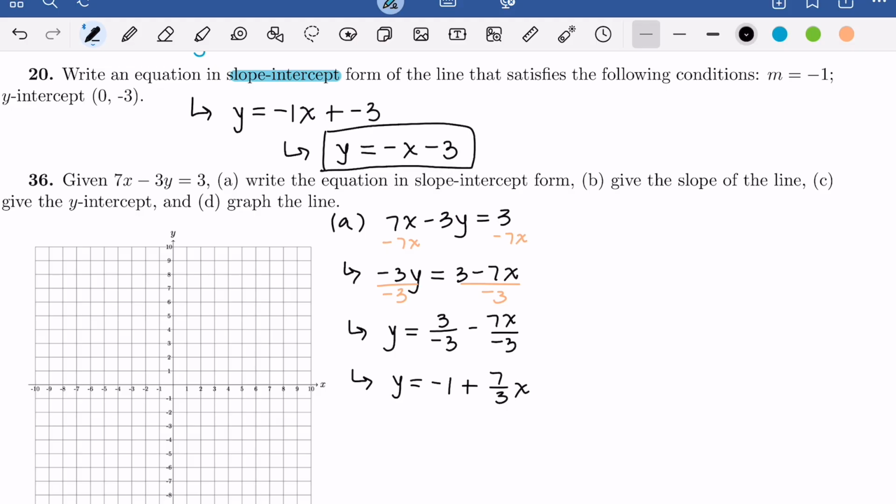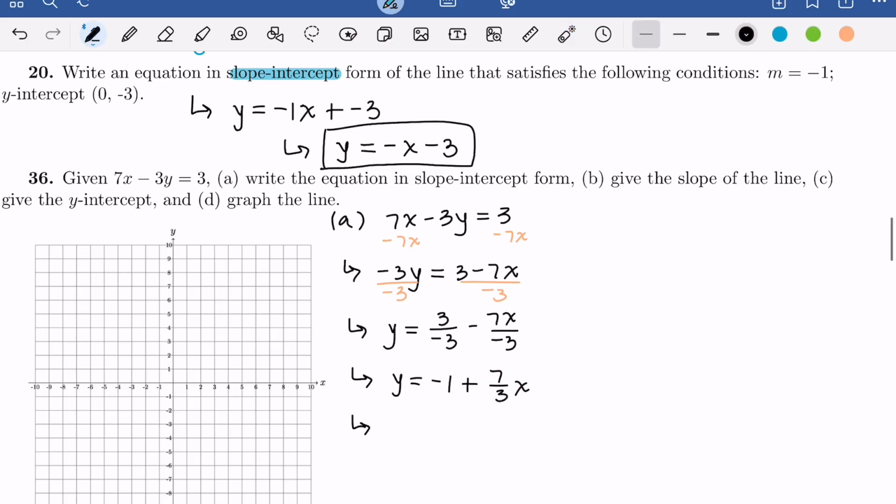And then lastly, just to get it in this form of y is equal to mx plus b, we're going to rearrange these two terms. So the term with our x value is going to come first. We're going to have 7 over 3 times x minus 1. Now that we've written it this way, we have it exactly in slope-intercept form. So this brings us to part B and C of this problem. Let's actually do part B up here. Just by looking at this equation, we know exactly what our slope is going to be. It's the coefficient of our x variable. So our slope is going to be 7 over 3.